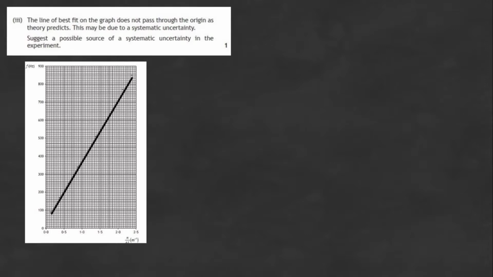The last part of question 12, part 3, says the line of best fit on the graph does not pass through the origin as theory predicts. This may be due to a systematic uncertainty. We have to suggest, for just 1 mark, a possible source of systematic uncertainty in the experiment. Systematic uncertainties are very difficult to find in experiments. You have to check everything out. But maybe there's a clue from the graph.